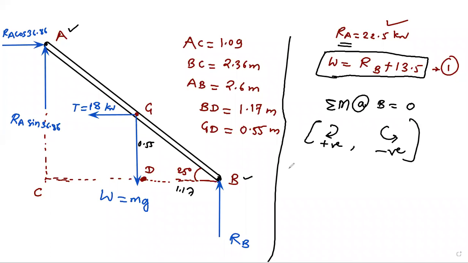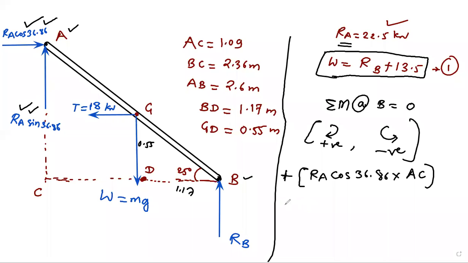At point A, there are two reactions. One is horizontal, the second is vertical. So first we will take the horizontal. It is RA cos 36.86 multiplied by the force, which is horizontal, therefore multiplied by the vertical distance AC. It is going in a clockwise direction, that's why it is positive.